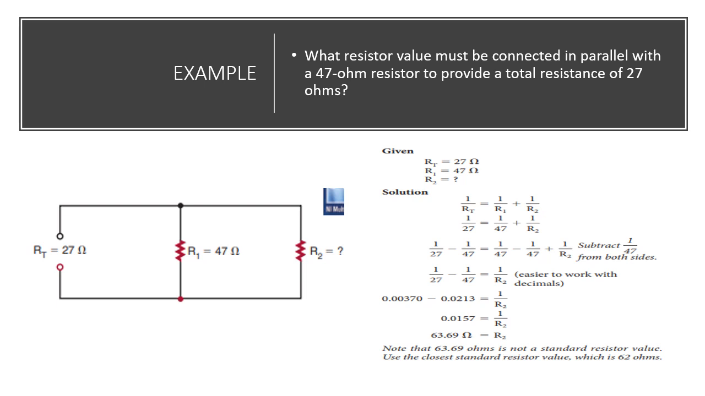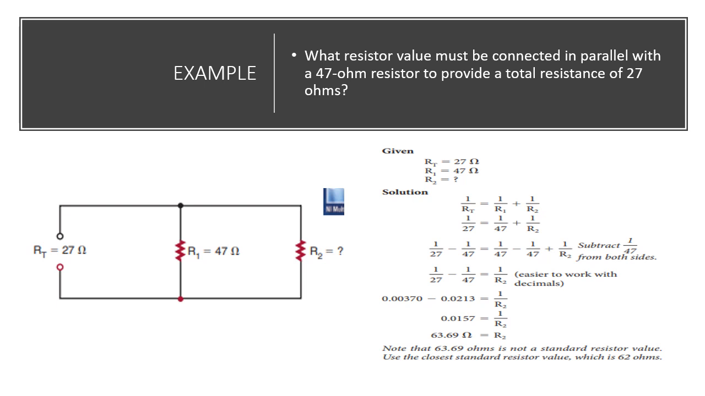Example: what resistor value must be connected in parallel with a 47 ohm resistor to provide a total resistance of 27 ohms? In this example, we need to find the value of another resistor connected in parallel with the resistor of 47 ohms that gives the total resistance of 27 ohms. By using the parallel resistors formula, we get as follows: 1 over 27 ohms equals 1 over R1, which is the resistor that we want to find the value of, plus 1 over 47 ohms.